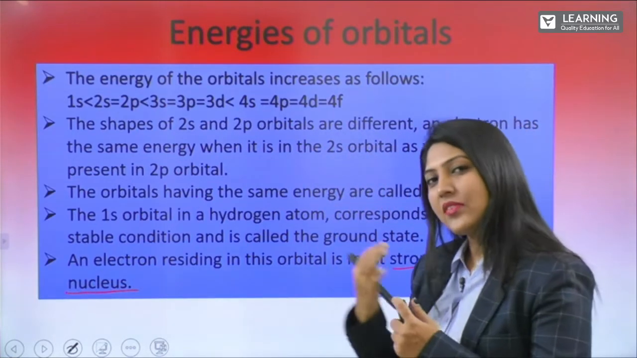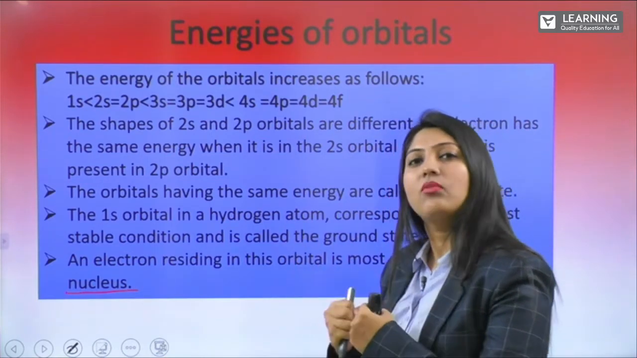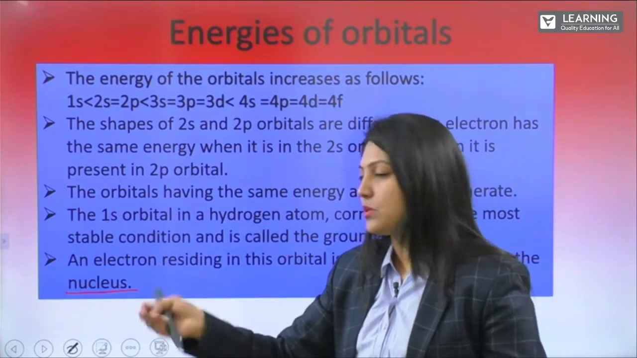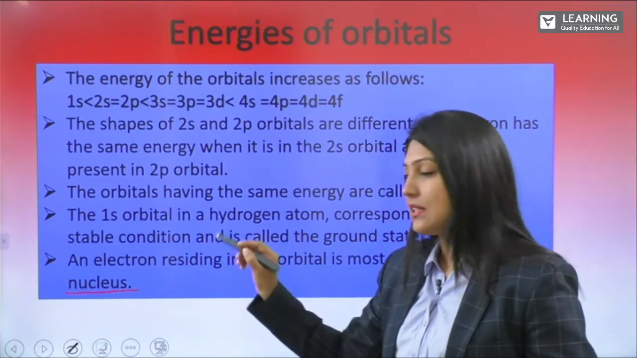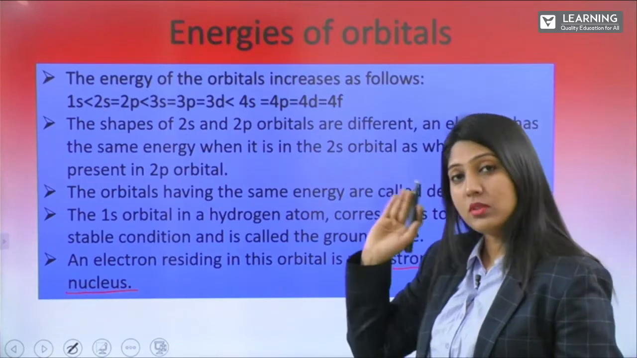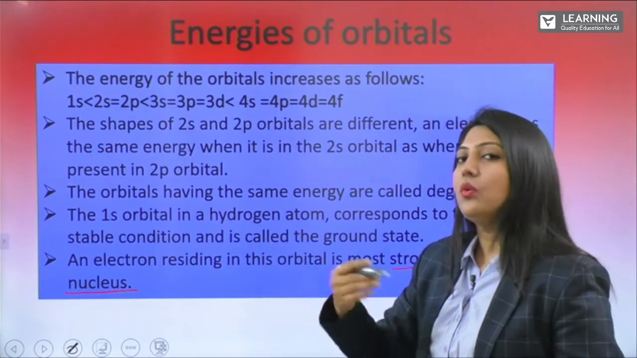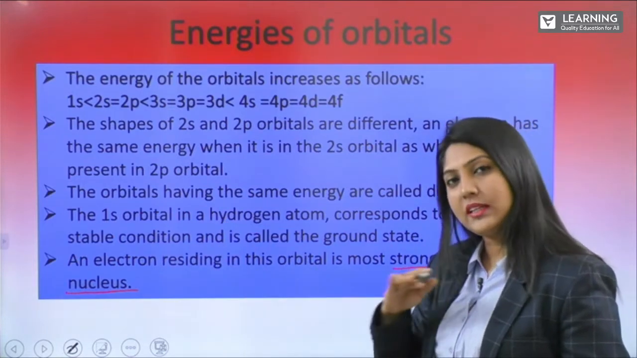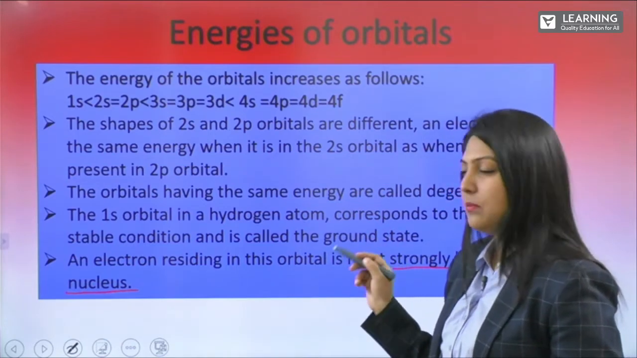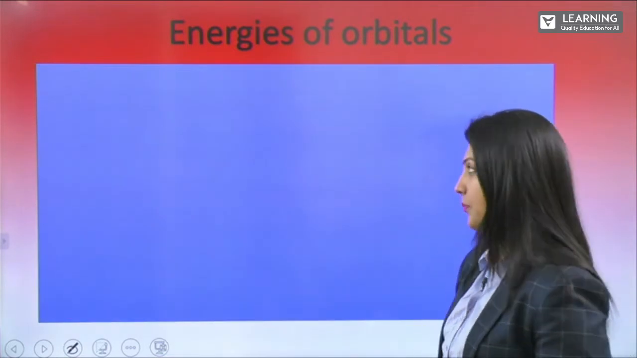As I said, they are very near to the nucleus. When the distance is less, the attraction will be more. When the attraction is more, they cannot easily escape, so the stability will be more. Hydrogen is not the most stable atom, but the electrons present in the 1s orbital are in a stable condition, and we call it the ground state. That ground state can be easily attained because of the attraction of the nucleus towards that electron.